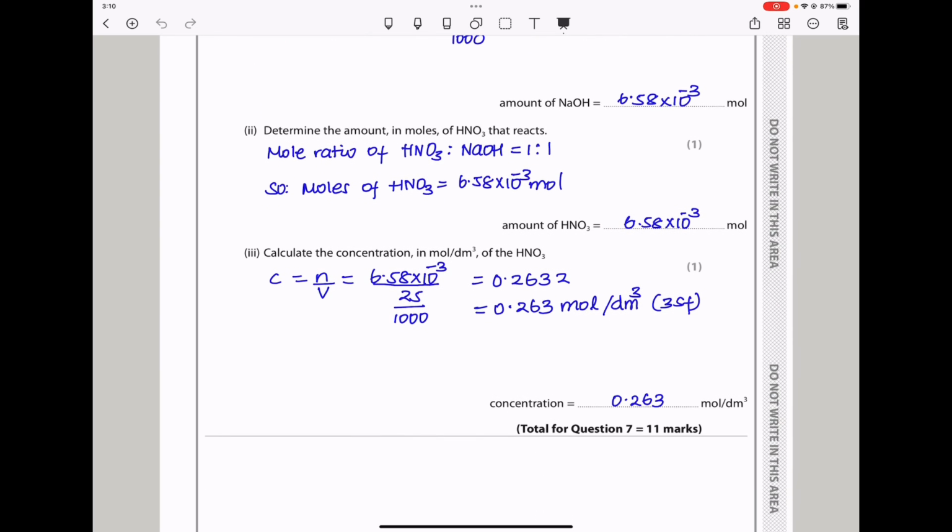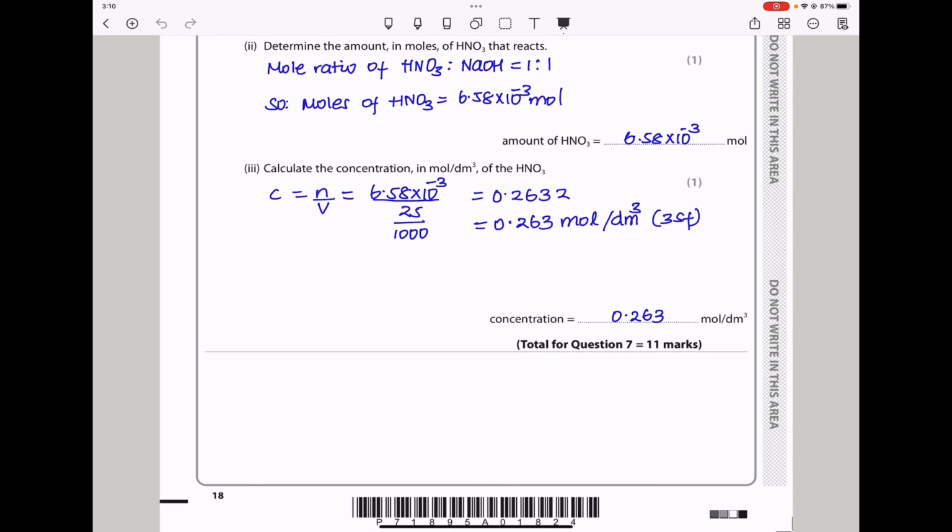And lastly, they say calculate the concentration in mole per decimeter cubed of nitric acid. Concentration is going to be number of moles over volume, which is that, divided by the 25 centimeters cubed. However, I divided that by 1000 in order to convert this volume to decimeters cubed. And my final answer was that, which is that to 3 significant figures in mole per decimeter cubed. So this brings us to the end of question 7. Let's continue to question 8.